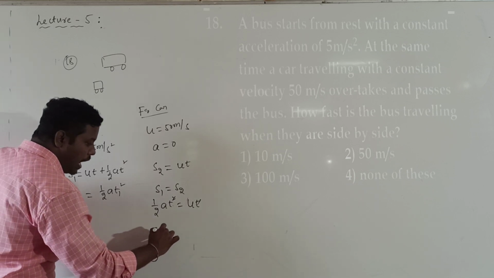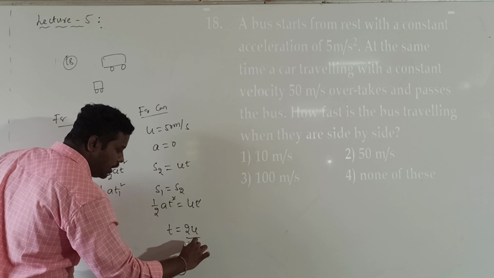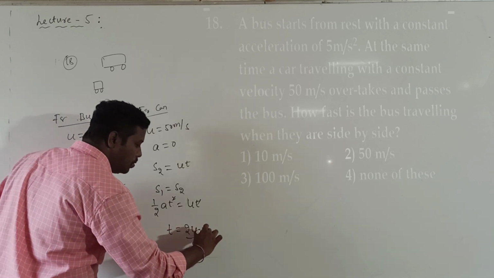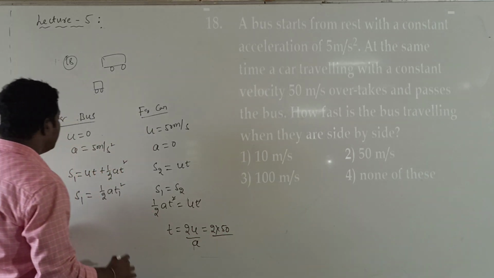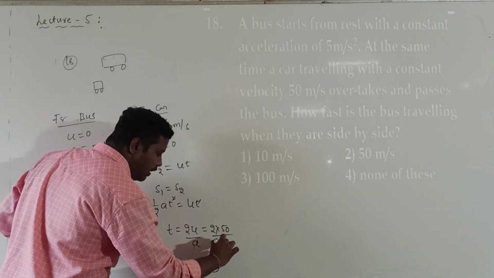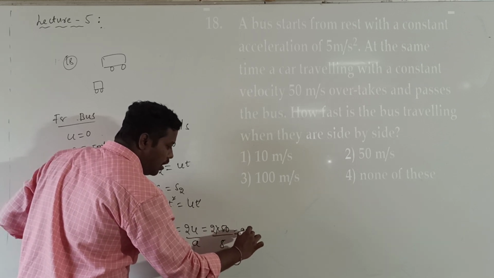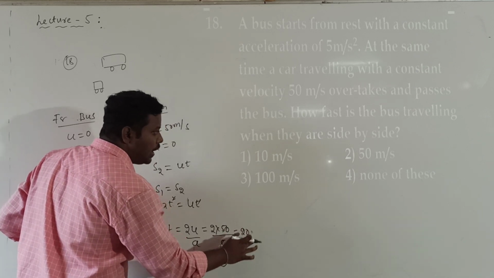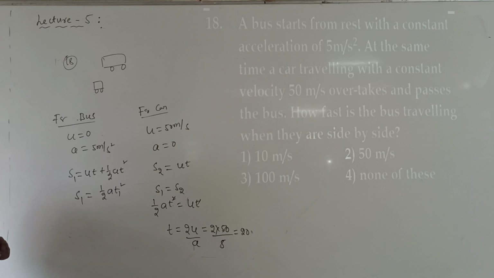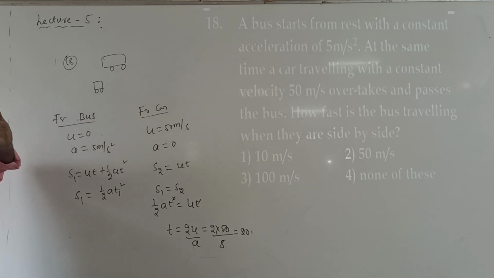What is the time after which they meet? So t is equal to 2 into u divided by a. What is 2 into u? 100, divided by a, which is 5. Then t is equal to 20 seconds. After 20 seconds, both are going side by side, which means the car has overtaken the bus.